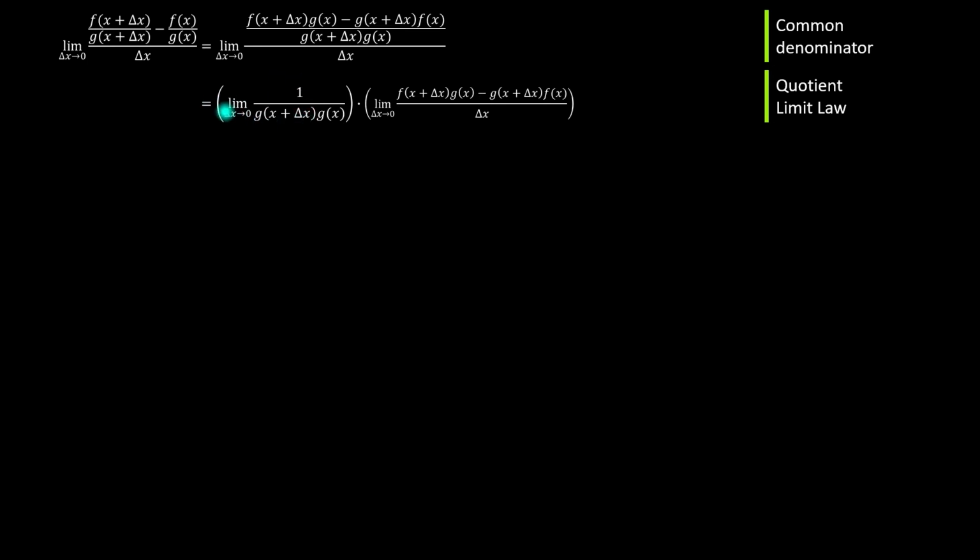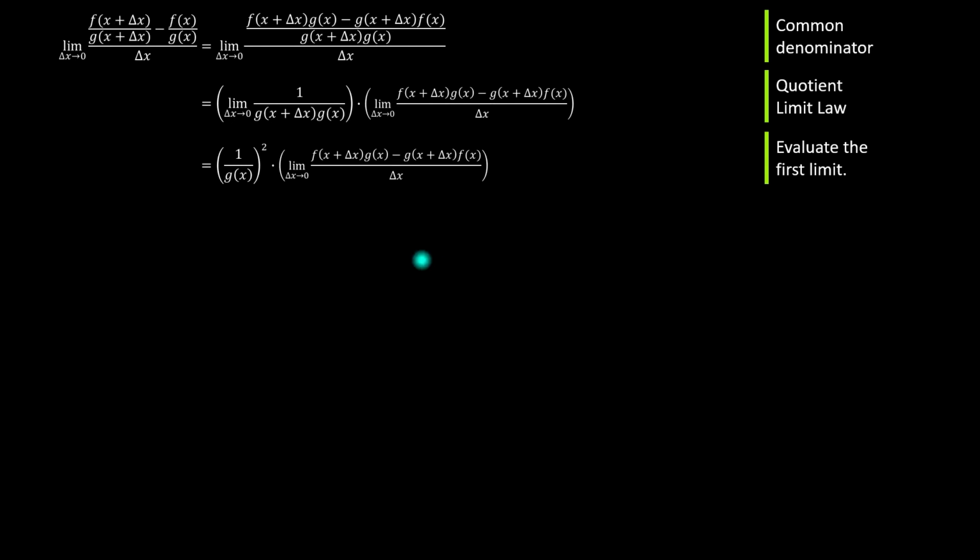And this first part, because g of x itself is going to be continuous, otherwise I don't need to worry about any of this craziness, because if it weren't continuous, it wouldn't be differentiable. So that means I can just evaluate this first limit directly. That first bit becomes g of x times g of x, which I'm writing as 1 over g of x squared. So that's where this comes from. And then we're left with this piece on the right.